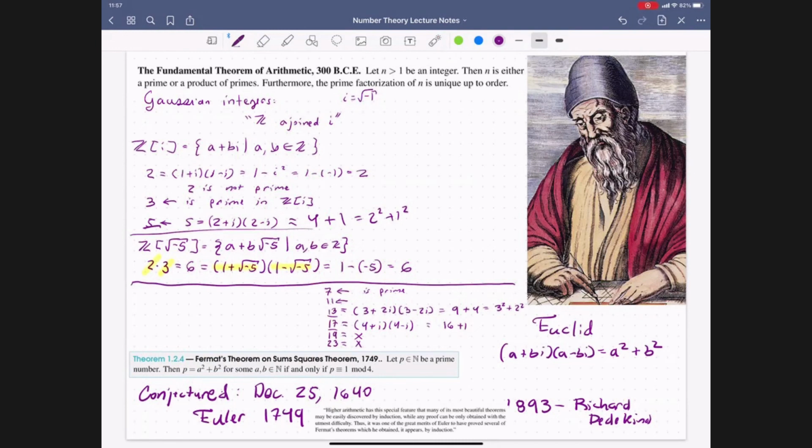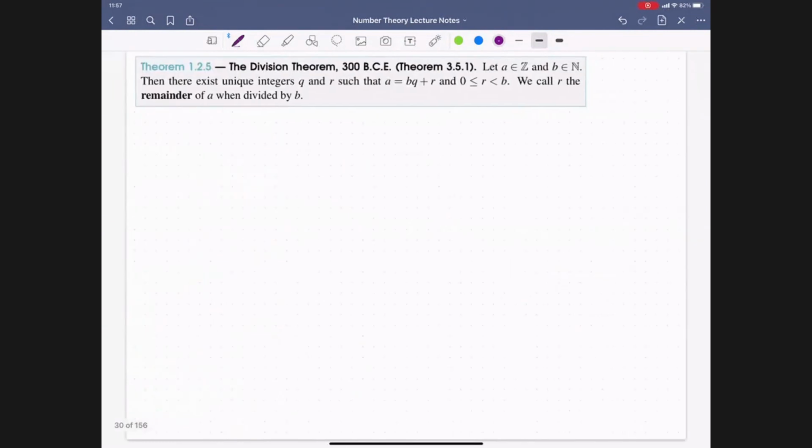And so now we're going to go ahead and move on towards the ancient Greeks so that we can build the necessary language to prove statements like the sum of squares theorem. And so our first goal is to prove the fundamental theorem of arithmetic due to Euclid, 300 before Common Era. But before doing that, we're going to first prove another result due to him, specifically the division theorem.